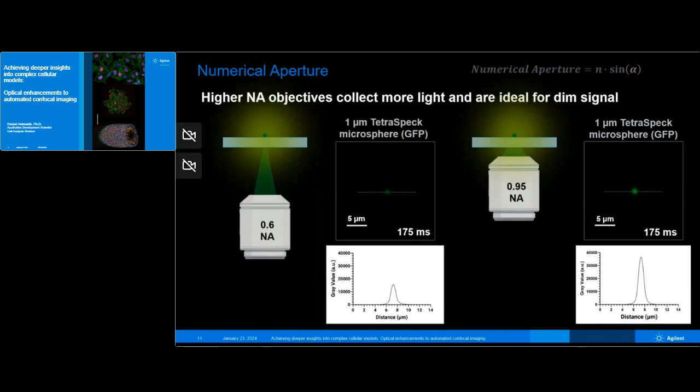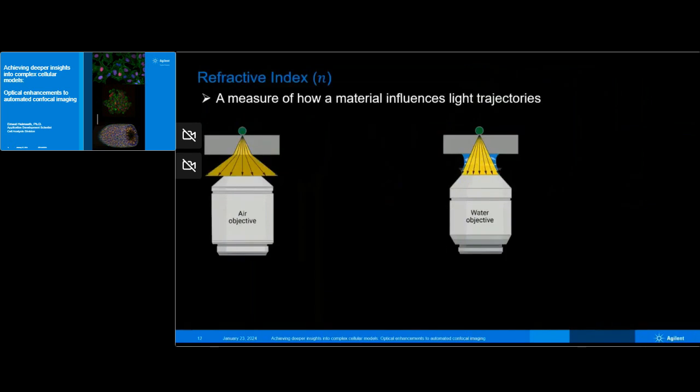Now, I mentioned there's two aspects of the numerical aperture. There's not only the half aperture angle alpha, but there's also the refractive index of n. So they kind of play into each other based on that equation. Now, the refractive index is a measure of how any particular material influences light trajectories as light is passing through that material. And so what water immersion seeks to do is to correct the light path as it traverses through all those different materials.